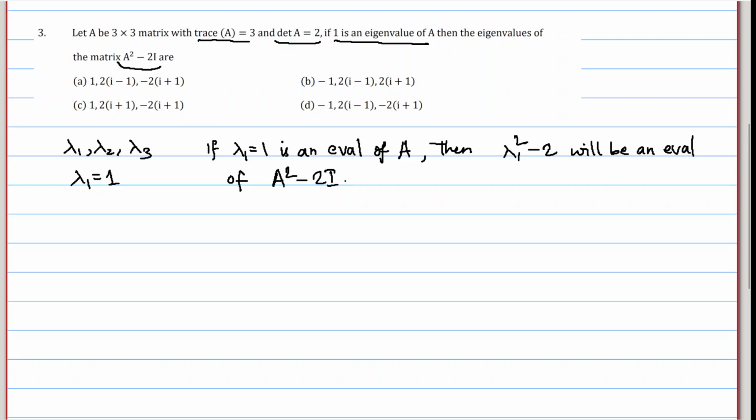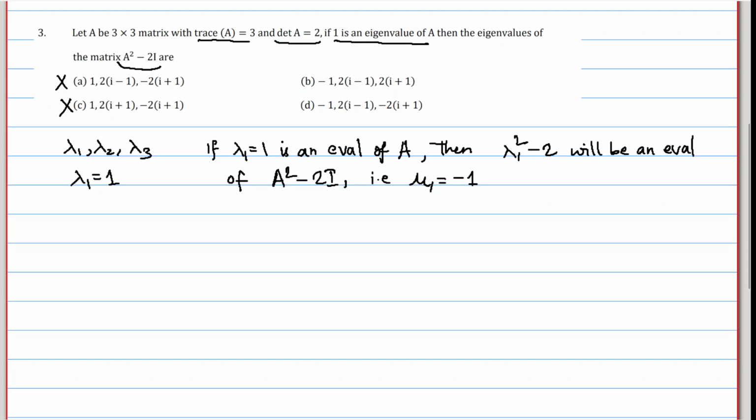So what will be an eigenvalue of A square minus 2I? We will have 1 square minus 2, that is negative 1. Say call it mu 1, mu 1 equal to negative 1. So negative 1 is an eigenvalue. So immediately discard option A and option C.